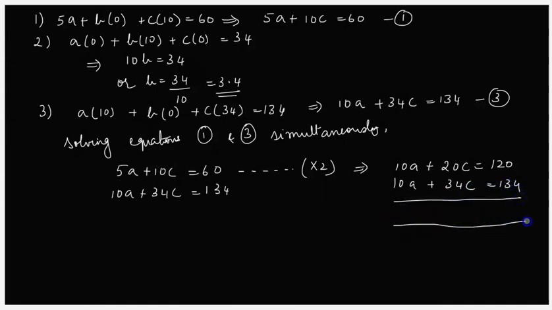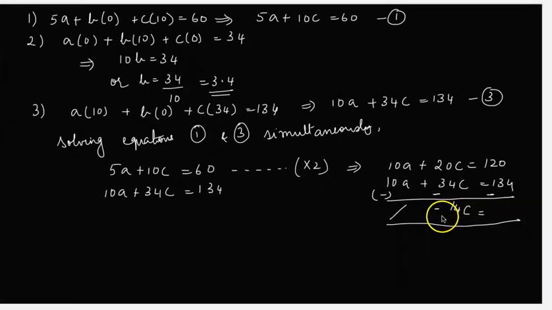Now we have to subtract both the equations, so you have to change the sign. So this is minus, minus and minus. So 10a minus 10a will be 0. 20c minus 34c will be equal to minus 14c, and then 120 minus 134 will be minus 14. So we get, therefore, minus 14c is equal to minus 14. Minus and minus will get cancelled. c is equal to 14 divided by 14, which is equal to 1.